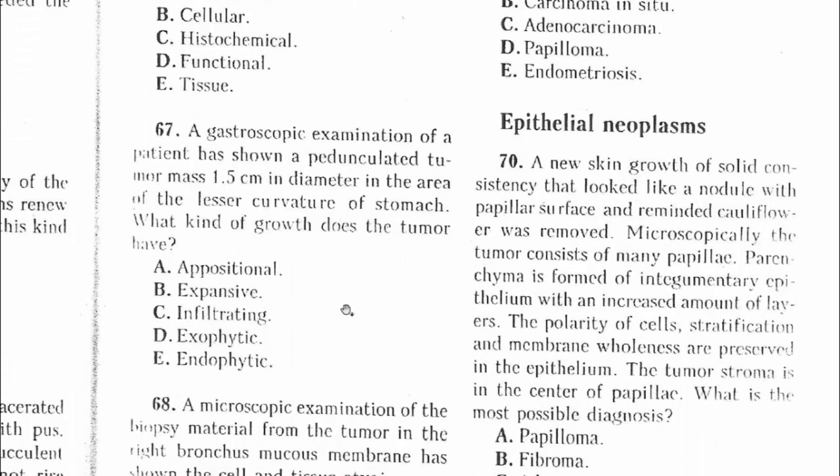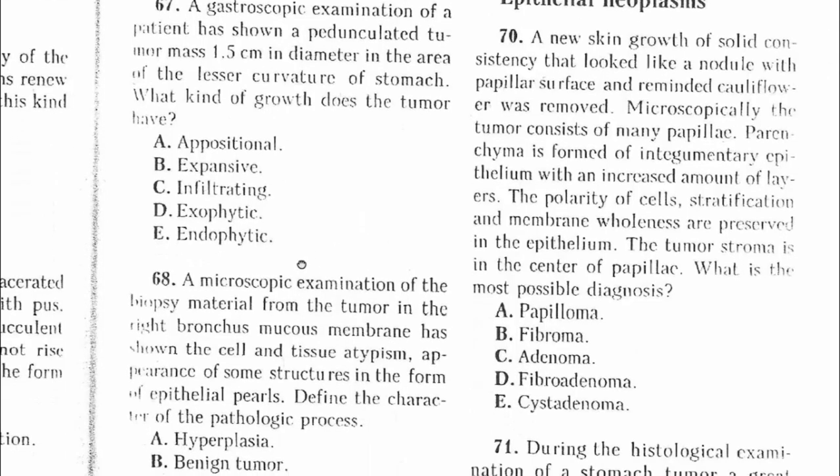A gastroscopic examination of a patient has shown a pedunculated tumor 1.5 centimeters in diameter in the area of lesser curvature of the stomach. What kind of growth does the tumor have? Alright, we have to learn this one because this is not new to us. Now depending on the degree of tumor differentiation, there are three types of growth. We have one, expansive, apposition, and infiltration or infiltrative.